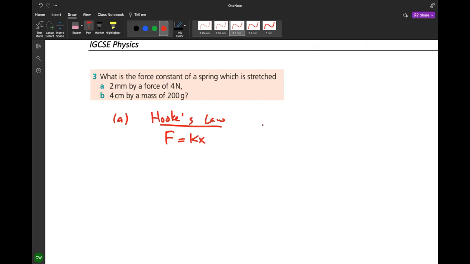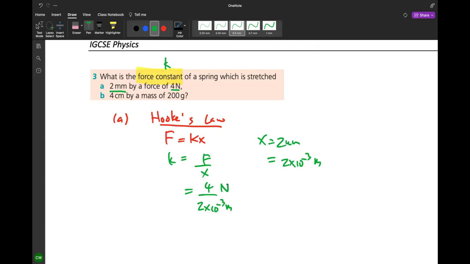Okay, what are we looking for? What does this mean? Which one is the force constant? K. So this is the force, this is the extension. K will be force over S. Force is 4, extension is 2 mm. When you change it to meter, you have to times 10 to the power minus 3 meter. This mm cannot be used, change to meter. So this is force per meter.